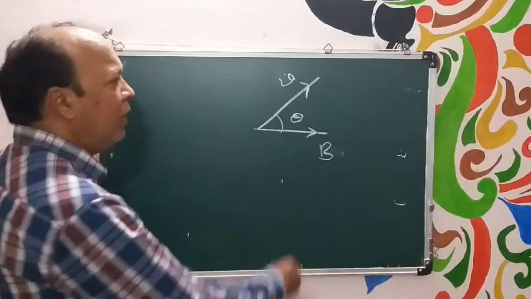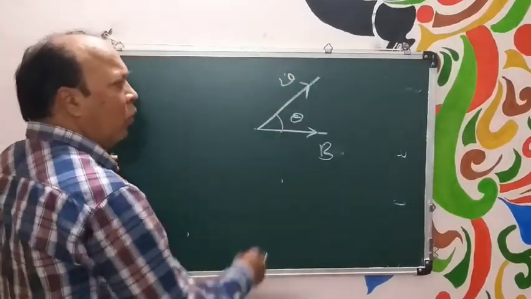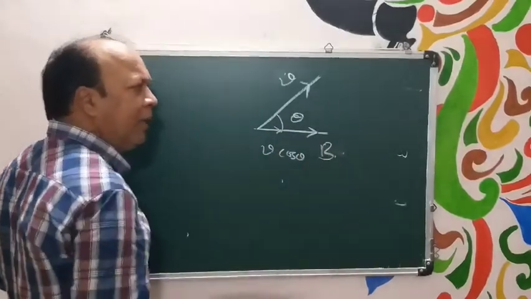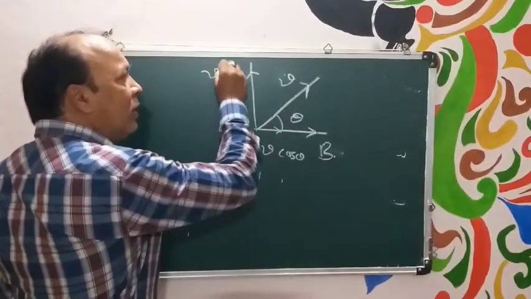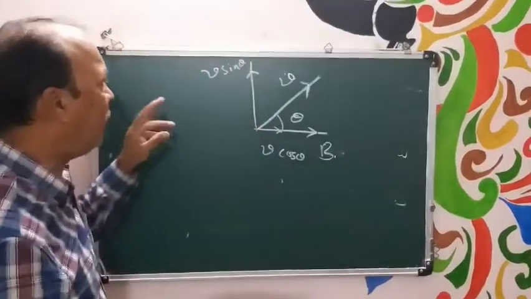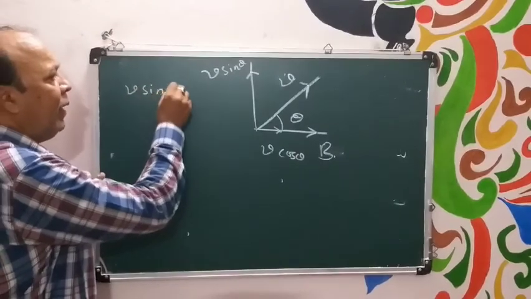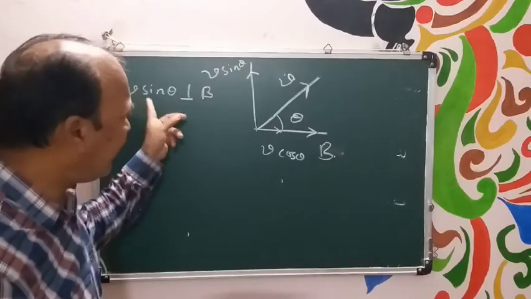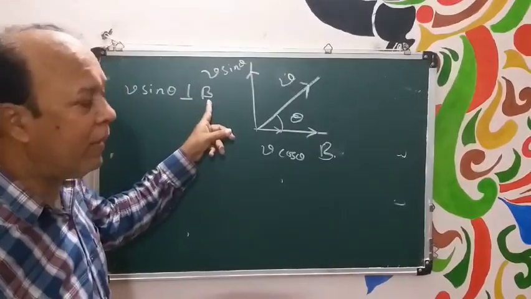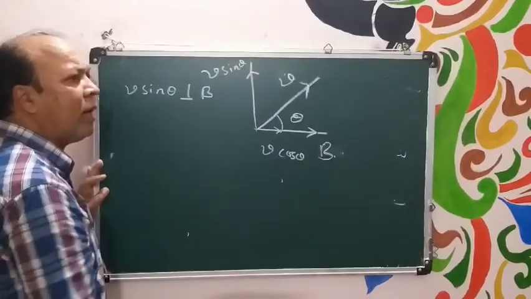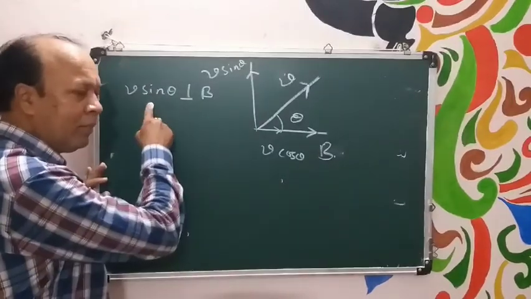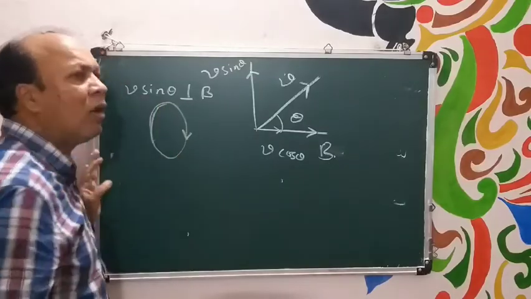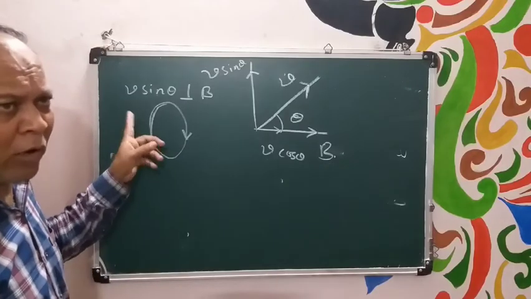So now you will observe that V can be resolved into two components. One component will be V cos theta, along B. And another component will be V sin theta. Now the component V sin theta will be perpendicular to B. Is that clear? This perpendicular component V sin theta will try to move the charged particle in a circular track due to Lorentz magnetic force.